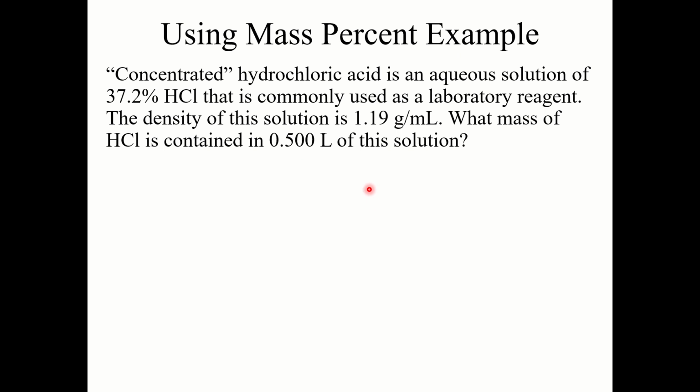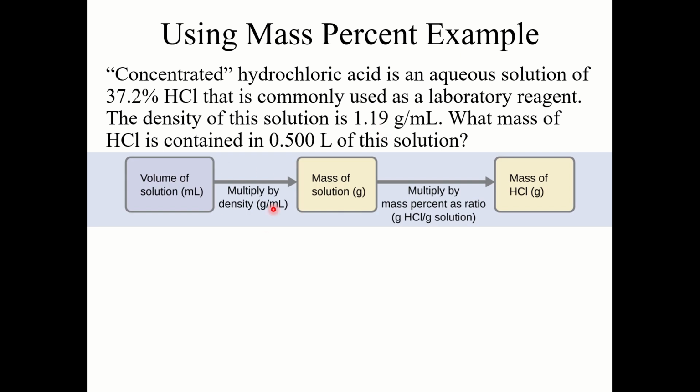Well, how can we do that? Let's take a look at the other two pieces of information that we're given. We're given the volume, 0.500 liters, and we're given the density. So we can use the volume and the density. We've got the volume, we can multiply by the density to find the mass of the solution. Once we've got the mass of the solution, we can use that mass percent as a ratio to find the mass of HCl. So let's look at those steps.